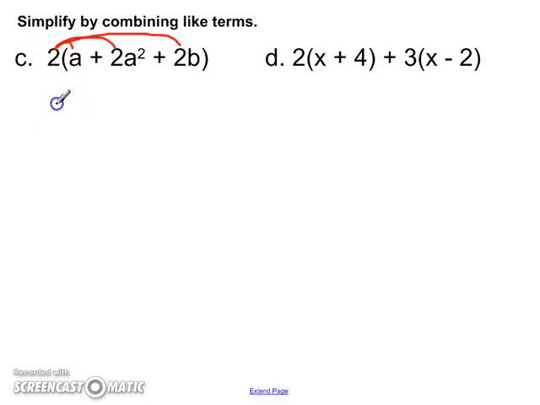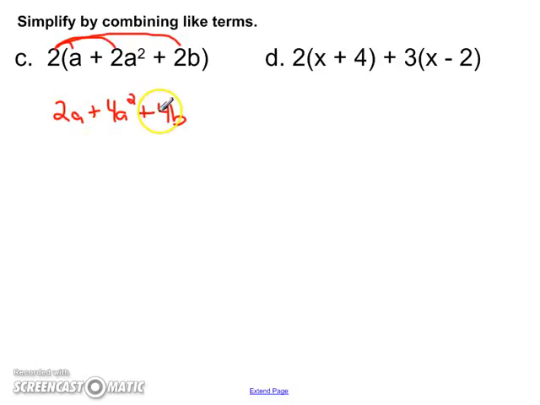So 2 times a is 2a. 2 times 2a squared is 4a squared. And 2 times 2b is 4b. Now I can't go any further because, again, I don't have like terms. I don't have the same variable raised to the same power. So this is as far as I'm going to be able to go, and I'll just leave it right there and call it good enough.